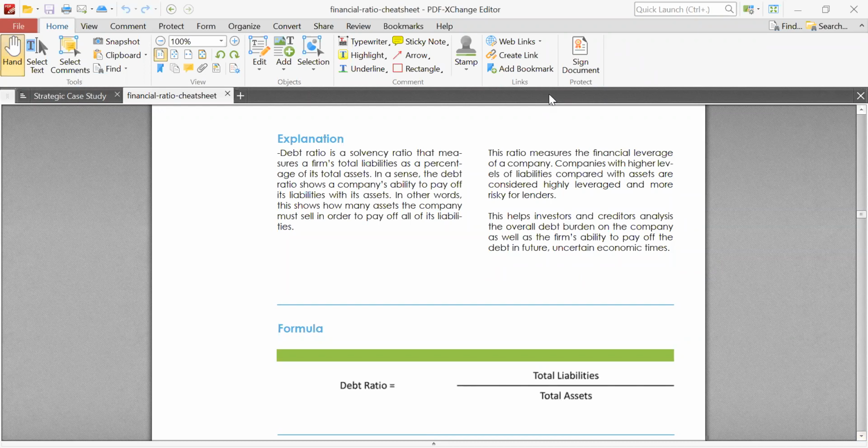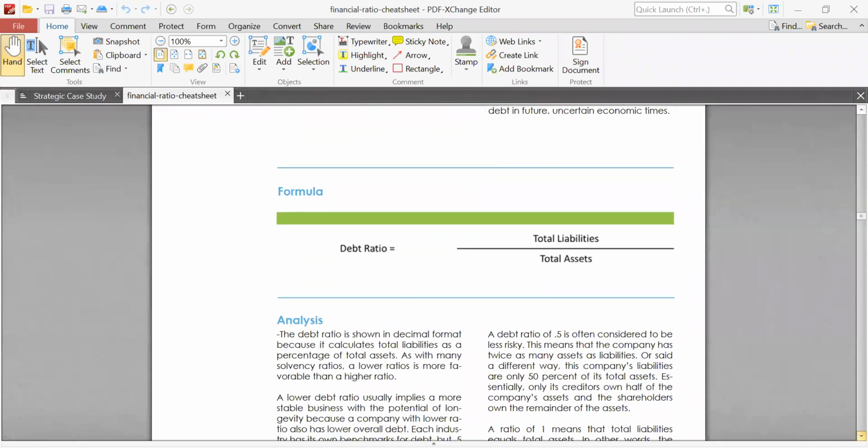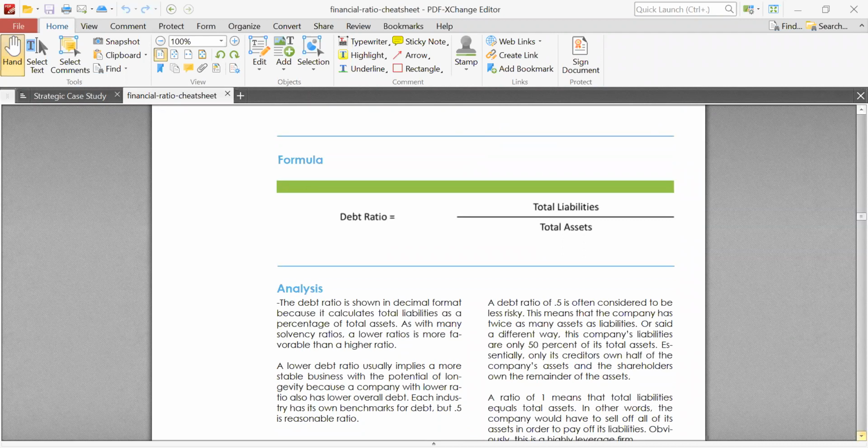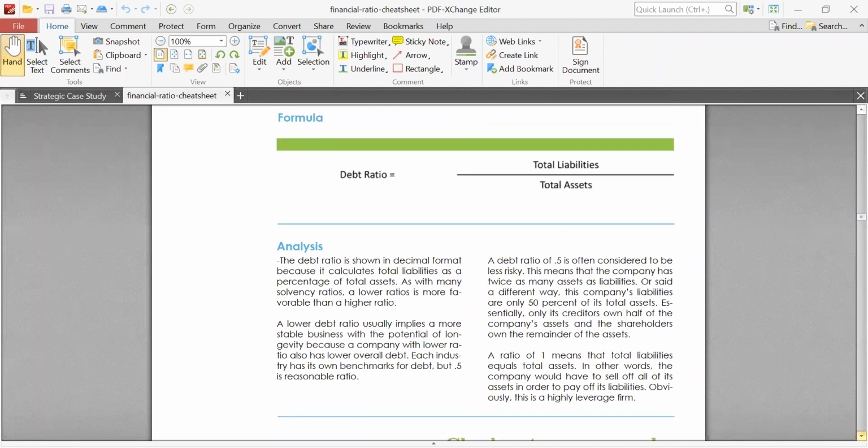So companies that are highly leveraged are considered to have a lot of debt. The debt ratio is basically your total liabilities over your total assets, or your total debt over your total assets, any way you want to say it. If a company has a high debt ratio, it means it's very risky. And if it's low, it means that it is not as risky.